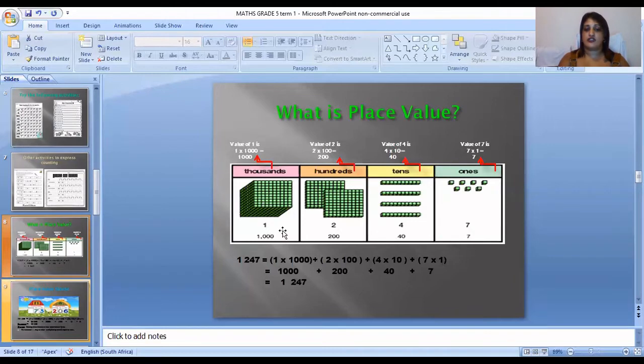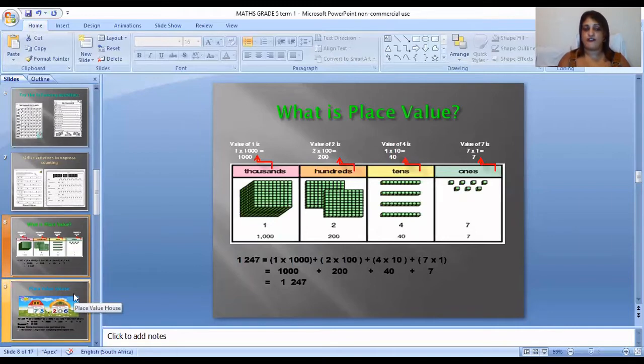So 1 times 1,000 is for that, it's 1,000. 2 times 100 is for that, it's 200. 4 times 10 is for this, which is 40, and 7 times 1 is for this, which is 7. Eventually, I have to add these up to get the final number. But what I've done here is I've broken it up so I understand the value of each of my numbers. I've even broken it down on the top for you. So please go through this as a revision of grade 4 work.